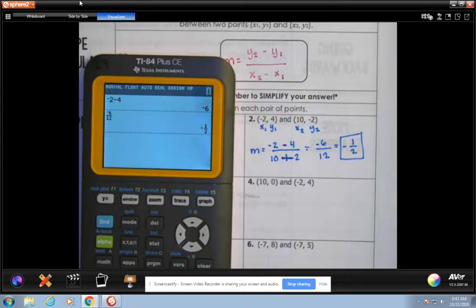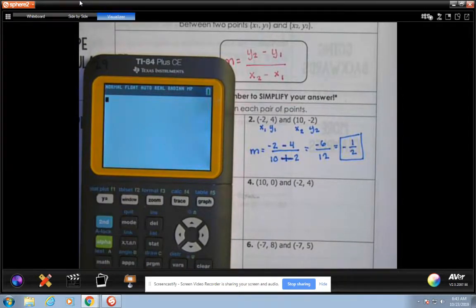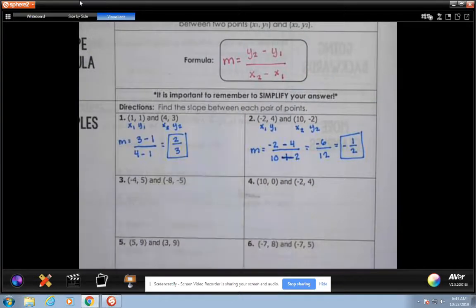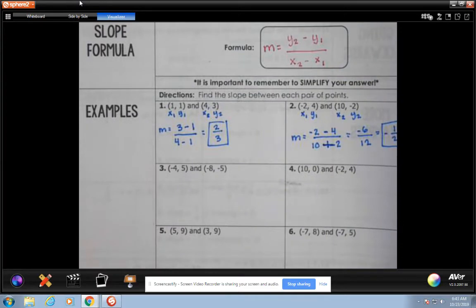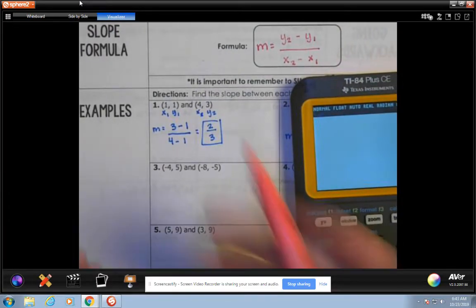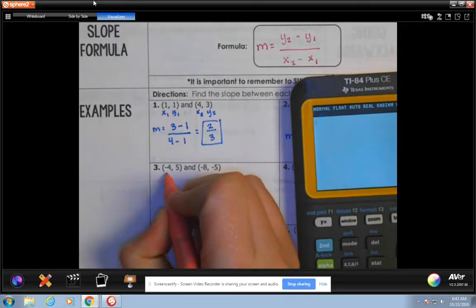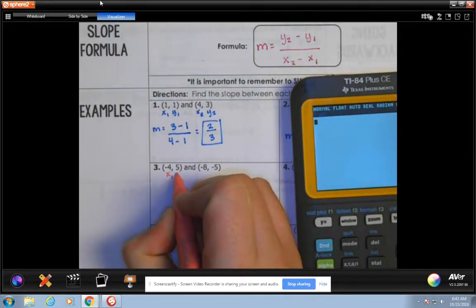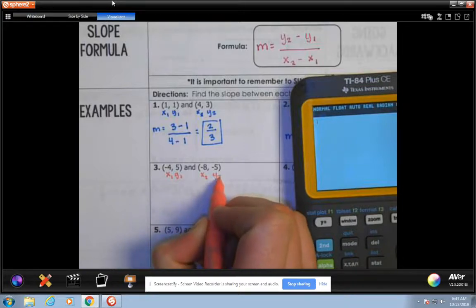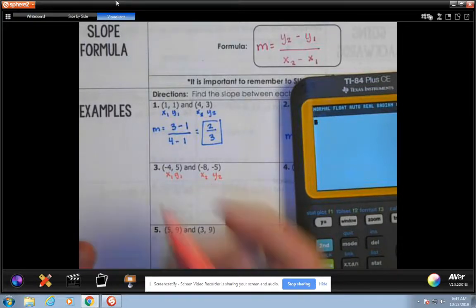All right, so now on the next one, the first two steps are going to be the same, but I'm going to show you how to put the whole thing in your calculator and not have to worry about the double negatives or anything like that. So let's go ahead and look at number 3. Keeping in mind that we are going to use the same slope formula, I'm going to go ahead and label these x1, y1, and x2, y2. And then we can fill in our equation.